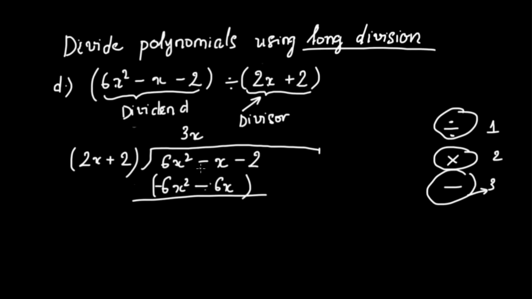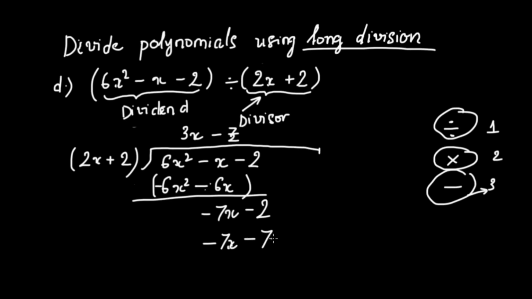Now you add these two expressions together. 6x squared minus 6x squared, you got 0x squared. Negative x minus 6x, you got -7x. Minus 2, put it down. Then you repeat step number 1. You take -7x divided by 2x, you have -7/2. Now we follow the second step. We take -7/2, we multiply back to the divisor. -7/2 times 2x, you got -7x. -7/2 times 2, you have -7.